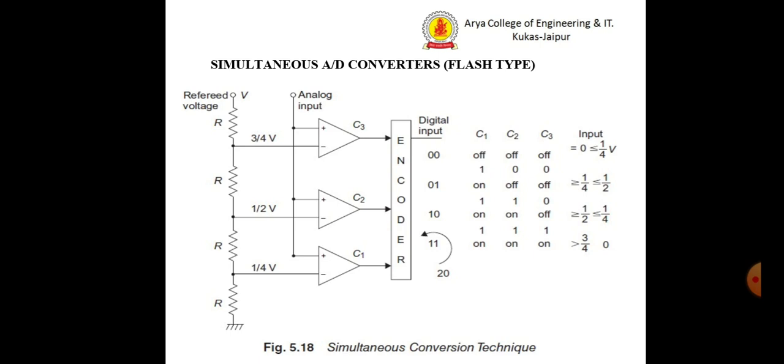The encoder which is used here is a logic circuit consisting of AND and OR gates. This is how a flash type of converter works. The advantage of this particular circuit is that the speed of conversion is higher for the simultaneous A to D converter, and due to this only it is known as flash type.